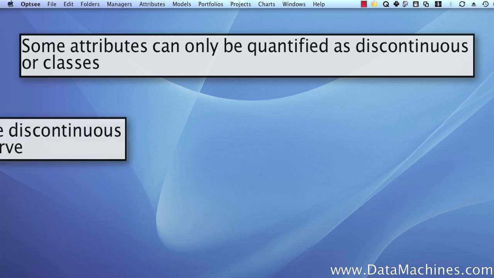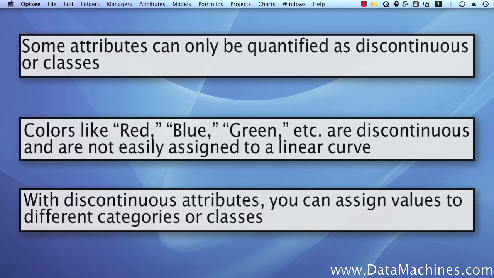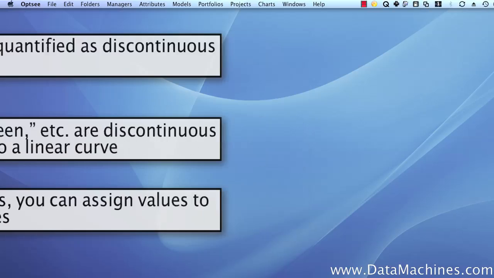For example, if you're buying a car, you might have certain preferences for certain colors, such as red might be your highest preference, blue might be your next highest preference, and green might be your next, and so forth. So, if color is one of the important attributes that's going to influence your car buying decision, then you want to assign values to those different colors, and you can't do it using a linear value curve the way you can with attributes that can be assigned using numbers. So, we're going to create a discontinuous attribute which will allow us to assign value points to different categories.